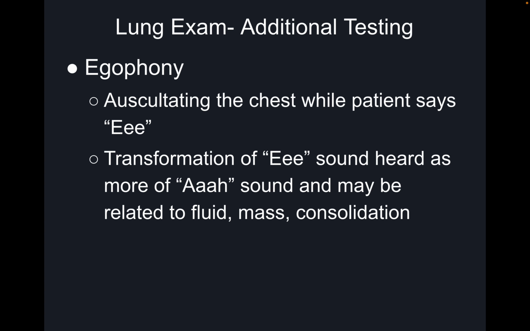And then egophony, this is where you're going to have transformation of the sound that the patient's producing. So if the patient says E, you hear it in your stethoscope as ah. So it actually changes the sound that you hear, and again, may be related to fluid or mass or consolidation in that area of the lung.